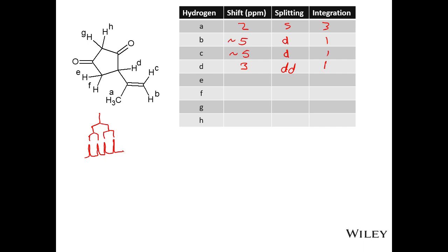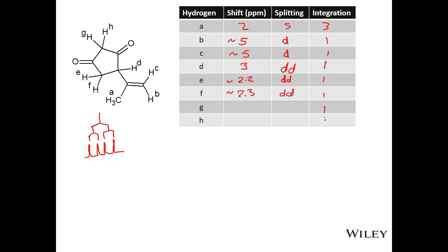E and F are next to a double bond, so they're not quite allylic since it's a carbonyl rather than an alkene, but they would be around 2.2, 2.3, somewhere in that range, both of them. Again, they're being split. E is being split by F and by D. Different coupling constants are expected, so doublet of doublets.